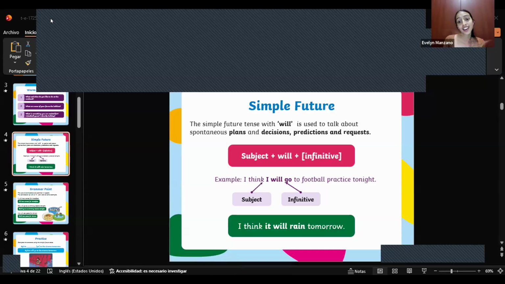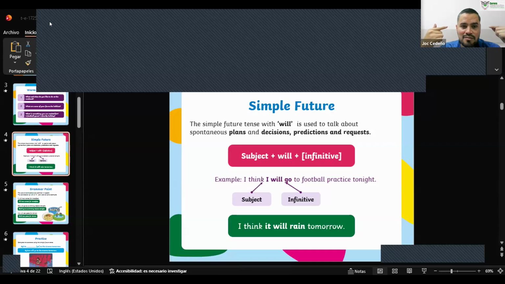So in the student-centered approach, the teacher doesn't read, the student does. So you ask your student, okay, let's read this. Evelyn, read the first sentence. The simple future tense with will is used to talk about spontaneous plans and decisions, predictions, and requests. Okay, so the simple future expresses plans. What else? Decisions, predictions, and requests. Very good.